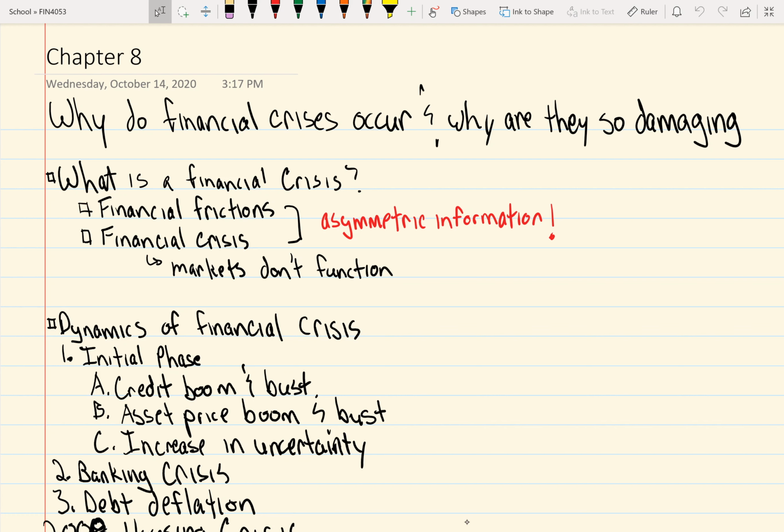And the major theme here is what we already talked about a little bit, which is asymmetric information and the moral hazard that can go along with that.